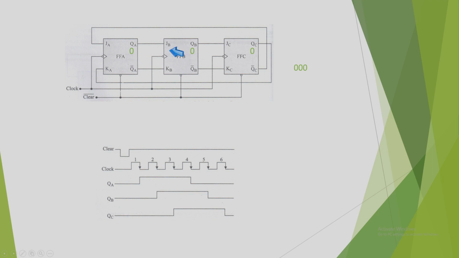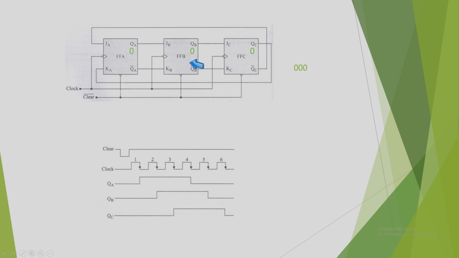Now let's focus on the inputs of the second flip-flop. JB is 0 and KB is QA complement, which should be 1. So the J input of this flip-flop is 0, K is 1, means this flip-flop will be reset. And similarly, this flip-flop has 0 input at the J terminal, and this 1 will be fed to the K terminal. So this flip-flop is also in the 0 and 1 combination of input.